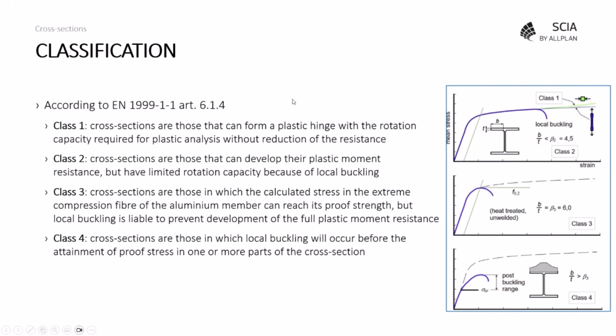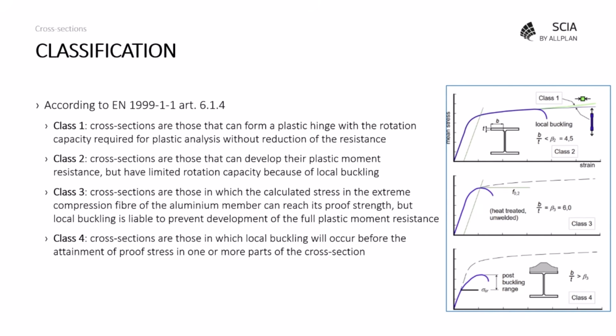As you can see on this slide, we have four classes. For classes 1 and 2, we can count on plastic capacity. So this will lead to the highest cross-section properties. A cross-section of class 3 is considered elastic, which means that the full plastic moment resistance cannot be accounted for due to local buckling. For class 4 cross-sections, local buckling effects will reduce further your effective properties that can be used for the check of the cross-section.